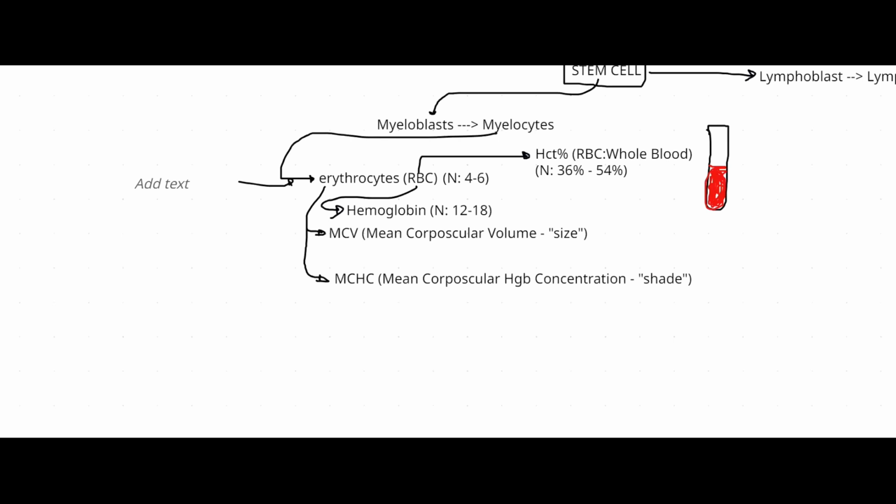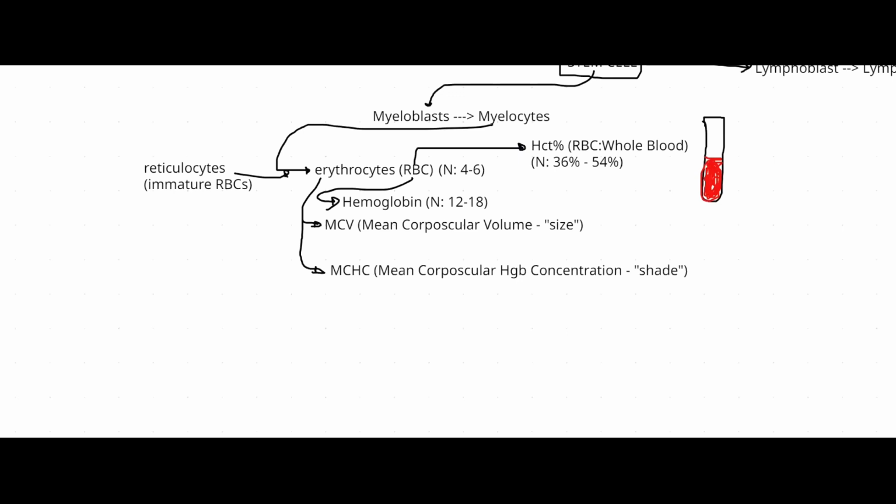So reticulocytes are your immature RBCs. There should only be about roughly 1% of the blood that is immature RBCs out of the entire whole blood. But there are certain conditions where that might increase. So I'll speak about that in a little bit.